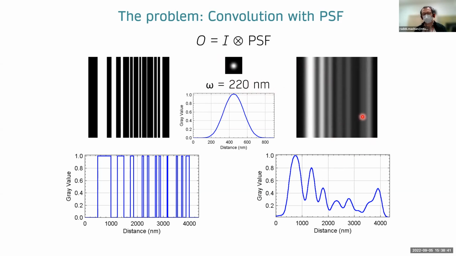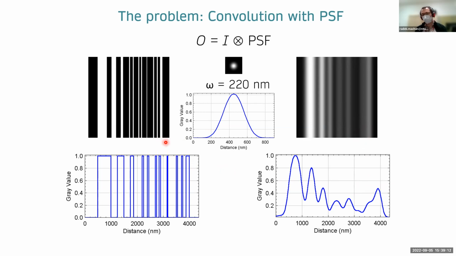You can see that in some cases where we had two closely spaced lines, we are not able to resolve them in the observed image. And in other cases where there are multiple lines close to each other, it's quite hard to tell the underlying structure. So that is the problem.